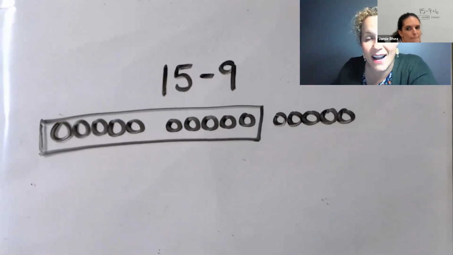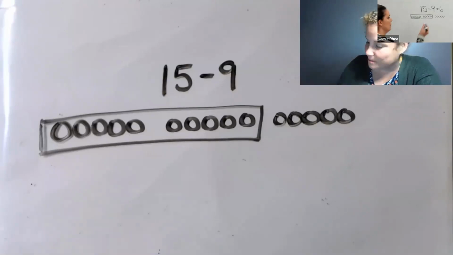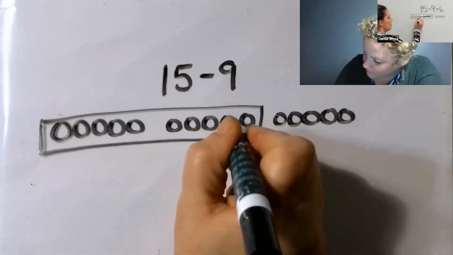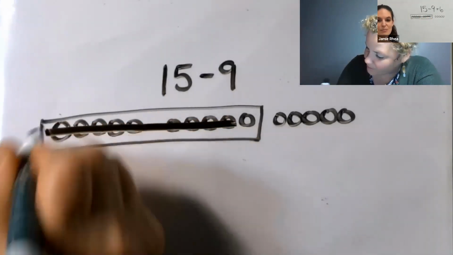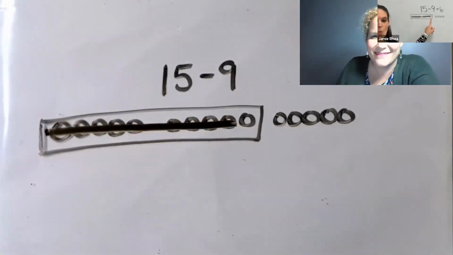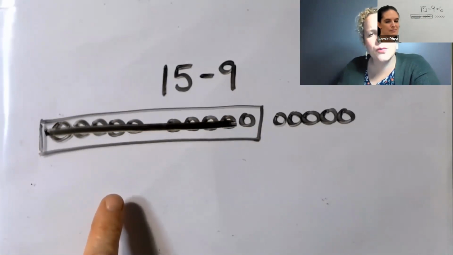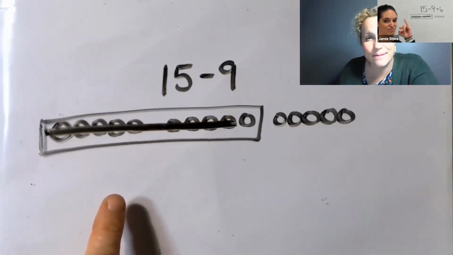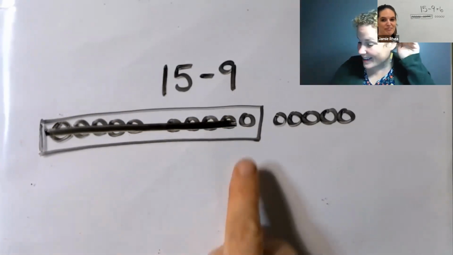Yes, we can take 9 from the 10 inside the frame. So let's take away 9 all at once. Here we go, ready? That left me with 1 in my box. When we take 9 from 10, how much do we have left inside the frame? Just 1.